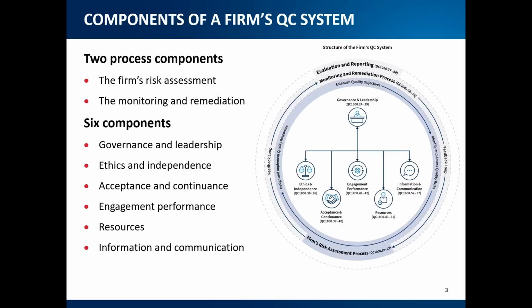In our staff presentation on the firm's system of quality control and overview of QC 1000, we briefly covered 8 integrated components of the firm's QC system that are required to be included in a firm's design of its QC system. These components are consistent with other quality management standards and are presented on the slide. Today, we will be focusing on the information and communication component, the component circled on the chart in red.